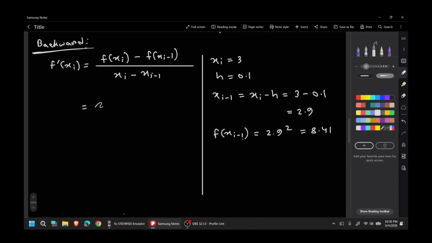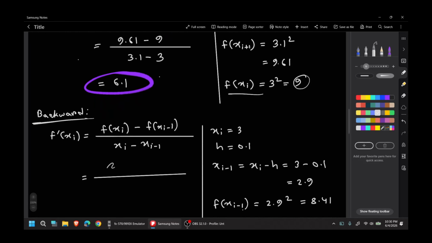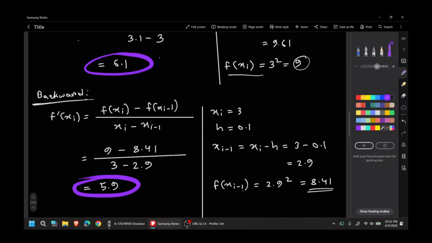Okay. Now put those values. We know that f of xi is 9, so 9 minus f of xi minus 1, we know this is 8.41. And xi is 3 and xi minus 1 is 2.9. Let's check the answer. 9 minus 8.41 divided by 3 minus 2.9. The answer is 5.9. So this is the answer of backward difference.